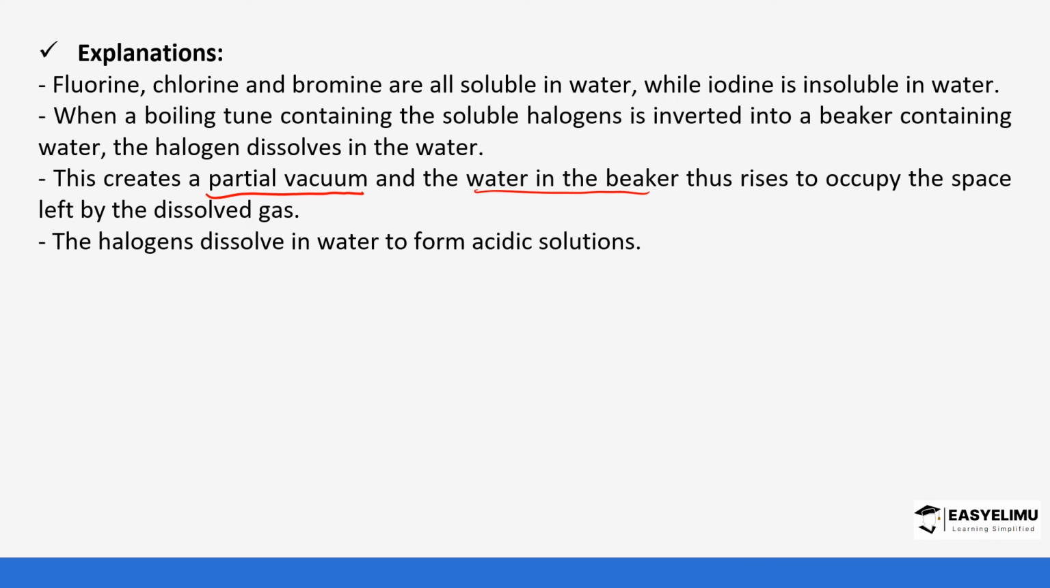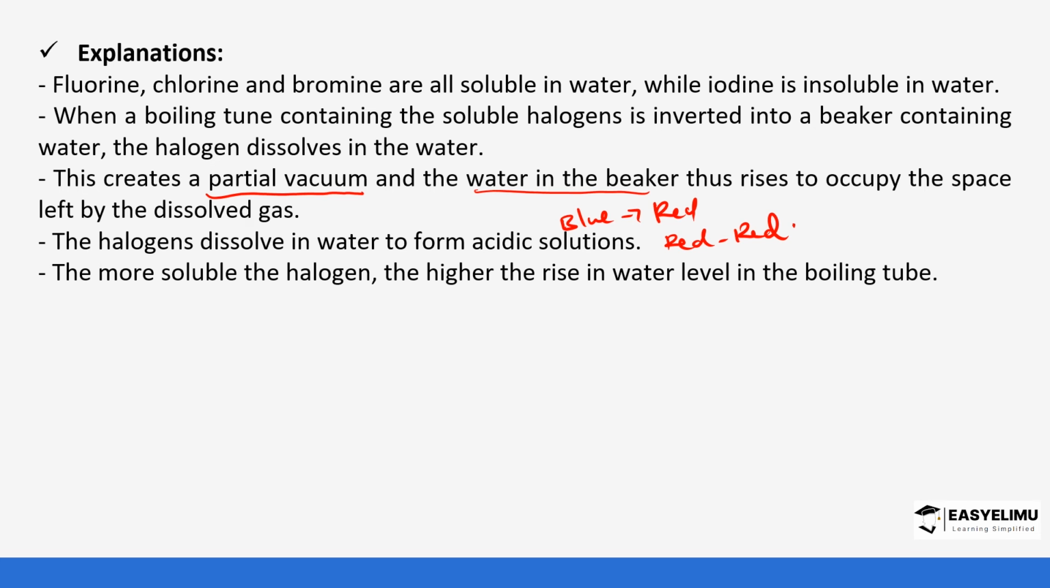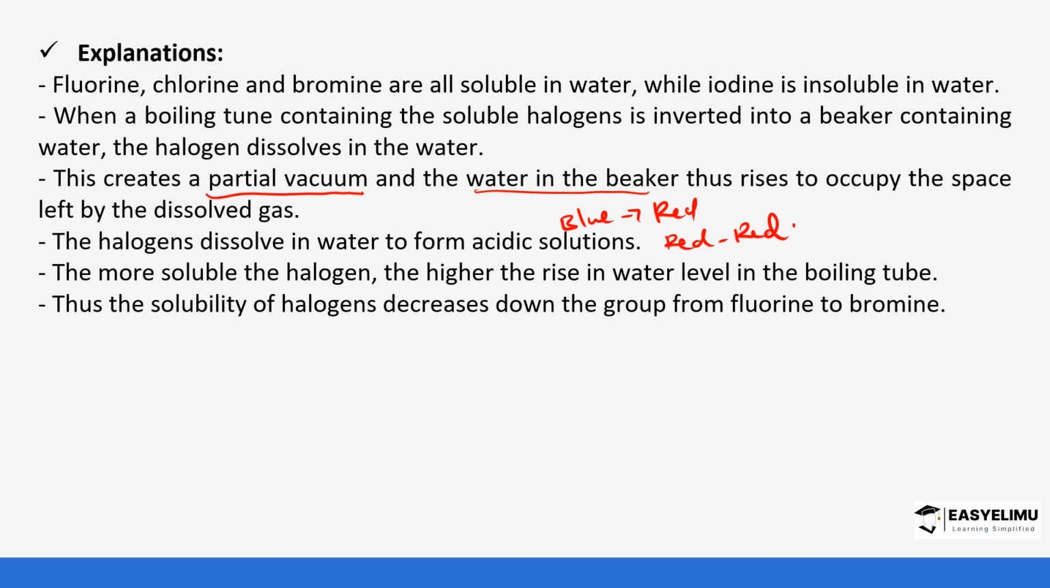So they usually dissolve in water to form an acidic solution. If you were to use a blue litmus paper, it would turn red, and a red litmus paper would remain red. Other commercial indicators also can be used. And then the more soluble the halogen is, as we have said, the higher the rise.